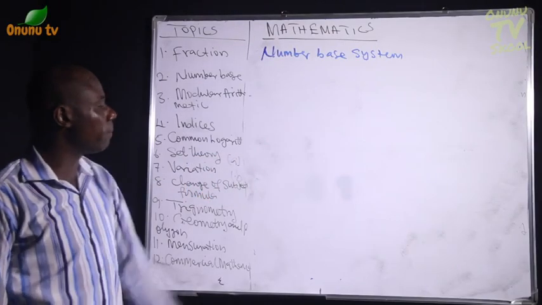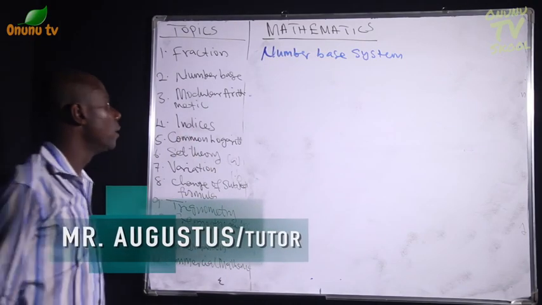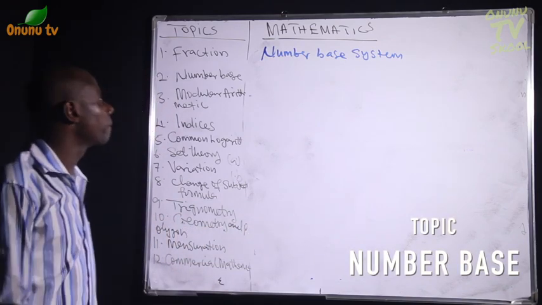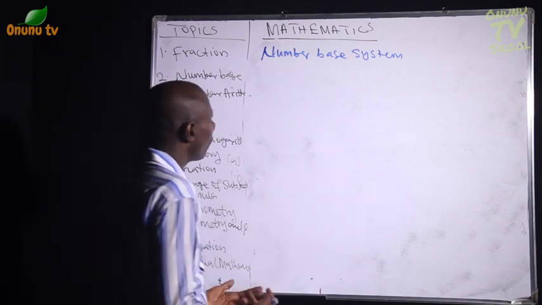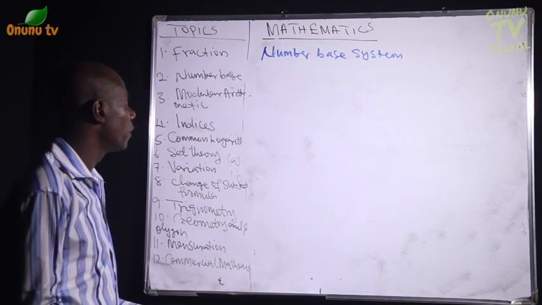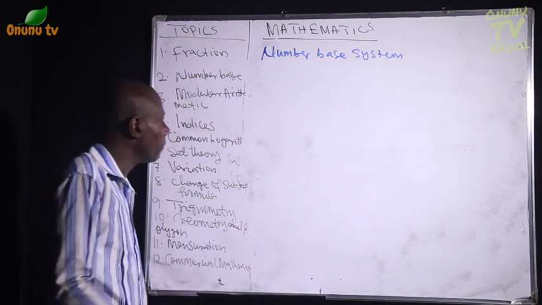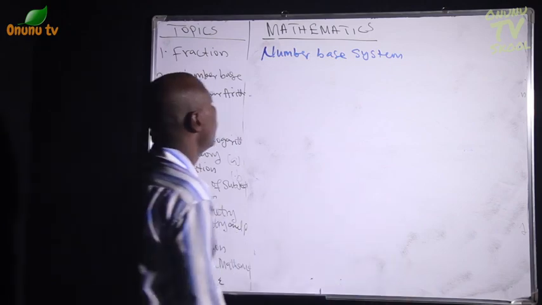Okay, we are going to look at number base, which is the next topic on the board. Now, what is number base? A number base is a system of counting developed over the years by human beings. Yes, human beings have made an effort to devise a means of counting numbers because there are natural things around them that needed to be counted.